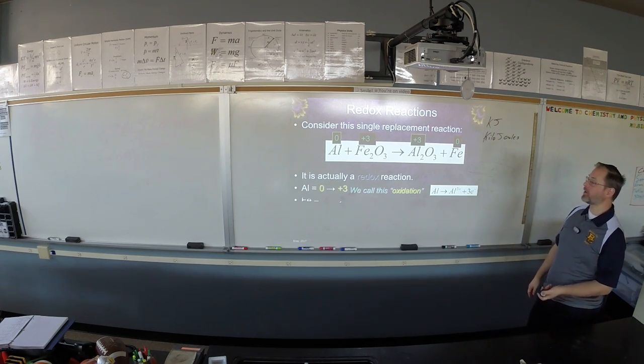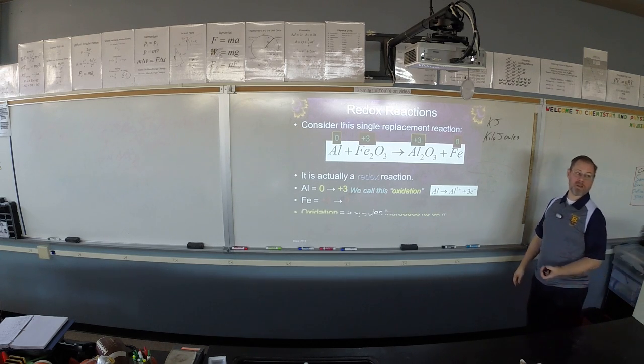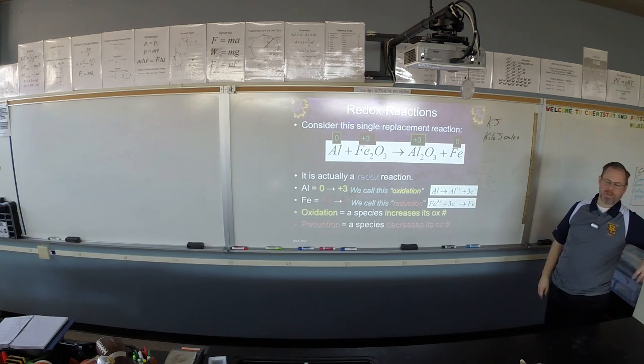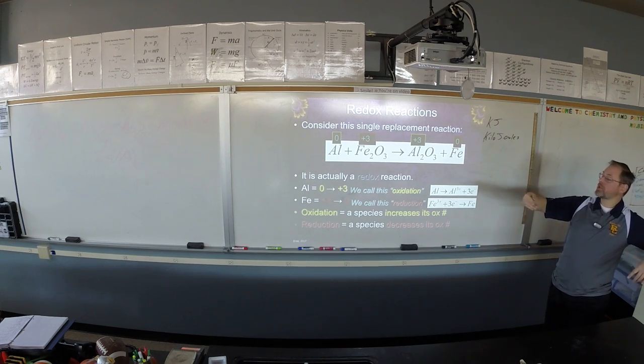In this case, the iron is reduced. The iron is reduced from a +3 to a 0. And you can't have one without the other. So oxidation is what happens when the oxidation number increases. Reduction is what we call it when the oxidation number decreases.